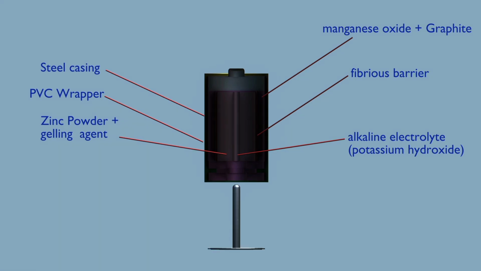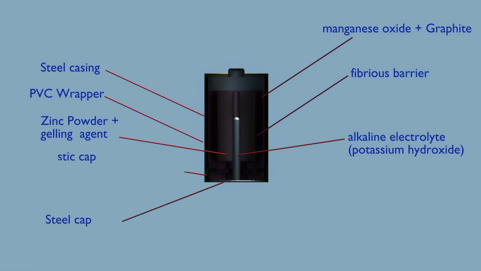The steel cap is sealed with a nylon plastic cap, and a brass pin is inserted into the zinc, forming the negative terminal. Notice that the positive and negative terminals are separated by the plastic cap, ensuring electrical isolation. Otherwise, electrons could flow through the casing and short-circuit the battery.